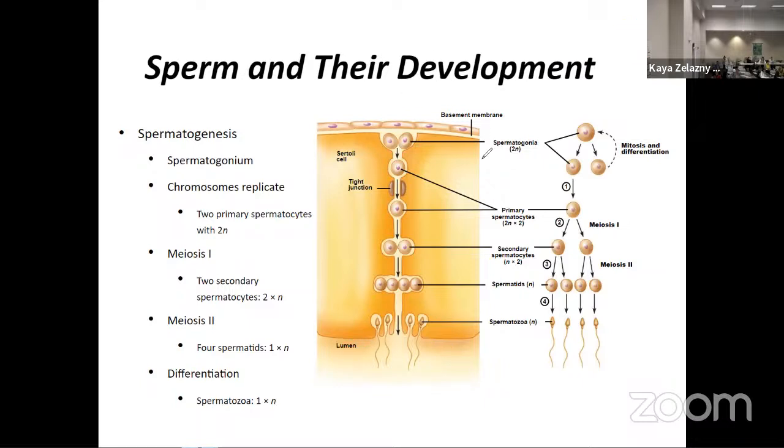So what we're tracking here across the wall of the seminiferous tubule is sperm development, starting out near the outside part of the wall of this tubule, near the basement membrane. And the sperm are being produced and maturing as we move into the center towards the lumen.